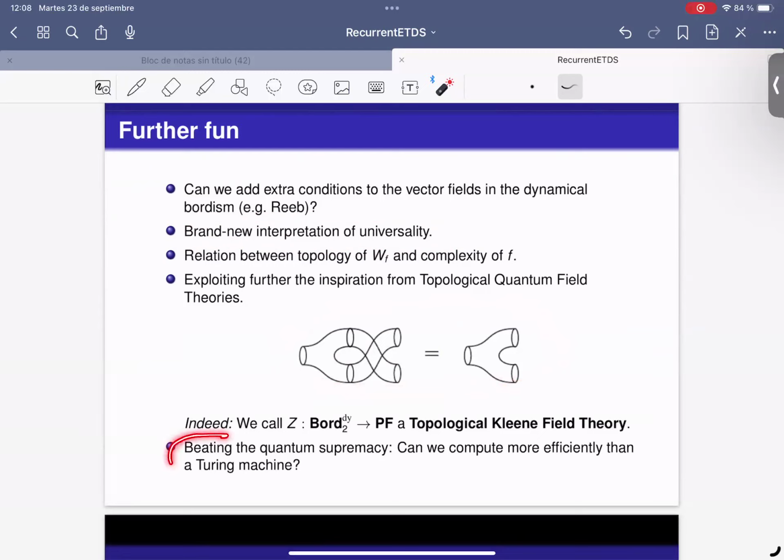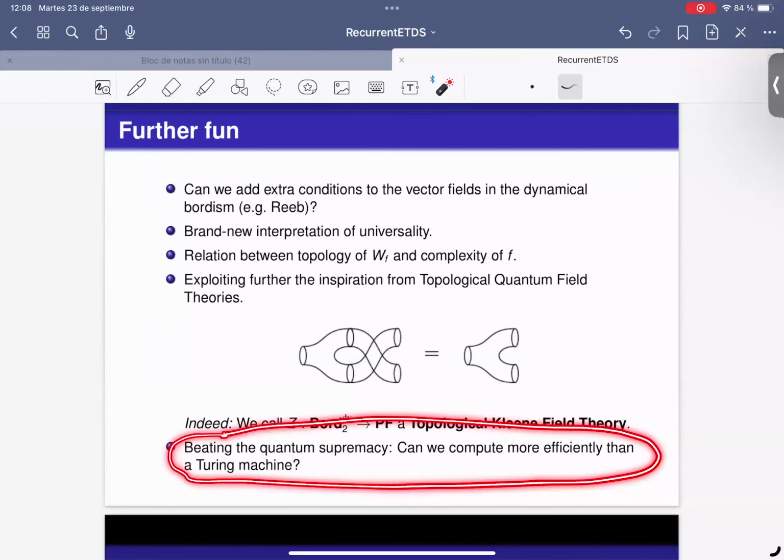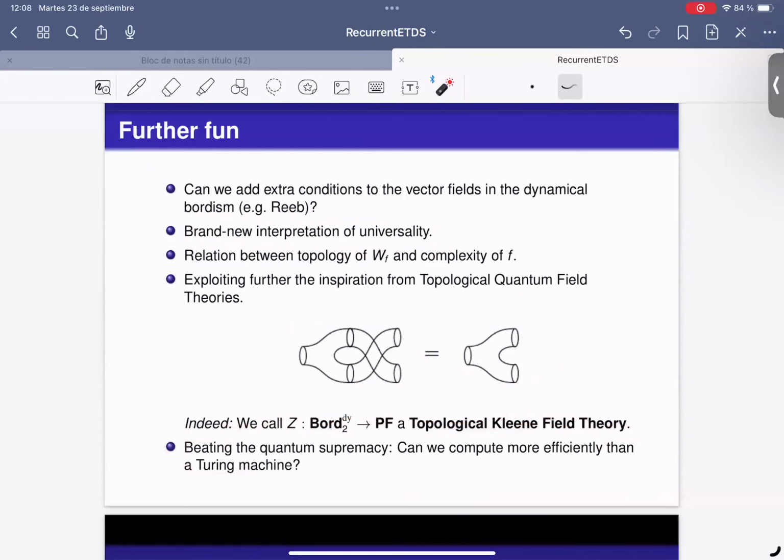And actually, this idea of using dynamical systems to represent computation opens an important question: can we beat quantum supremacy, in the sense that can we create flows of dynamical systems that compute, but actually compute faster than any Turing machine? So can I get a super crazy bordism so that the map that I get computing a certain function is quicker than any Turing machine, and is even quicker than any quantum computer? That would be like a dream.